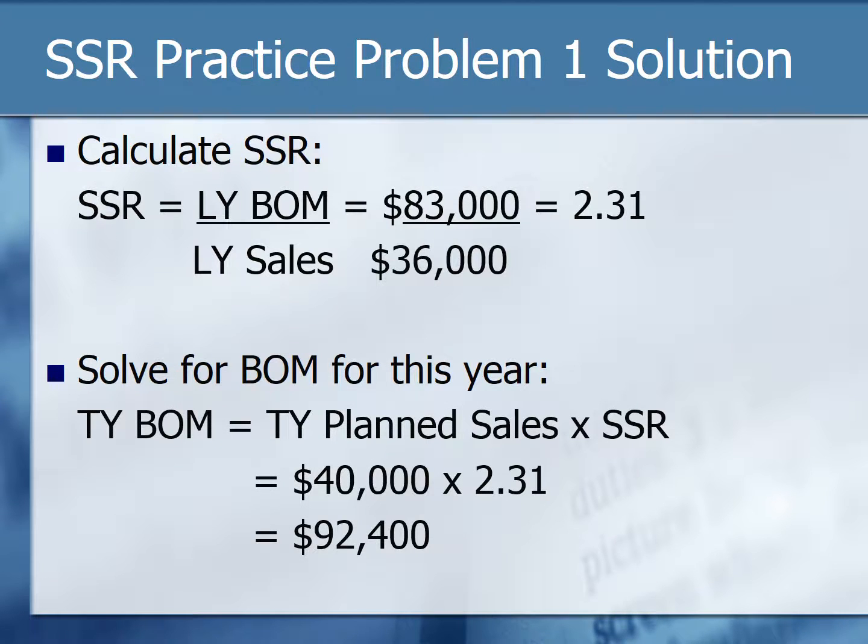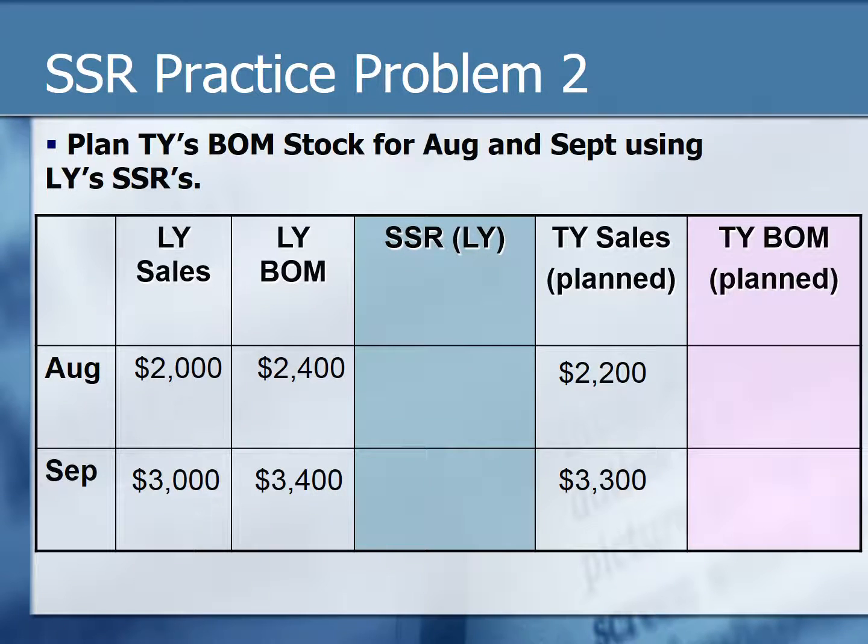Therefore, this year's BOM for February is going to be this year's planned sales for February, $40,000, times the SSR we just planned, 2.31. So that is $92,400 worth of stock has to be used for the beginning of month of February. So that was pretty simple. Let's work on another problem.